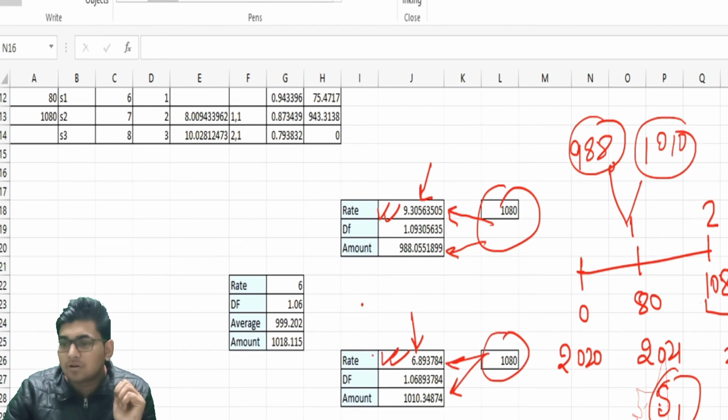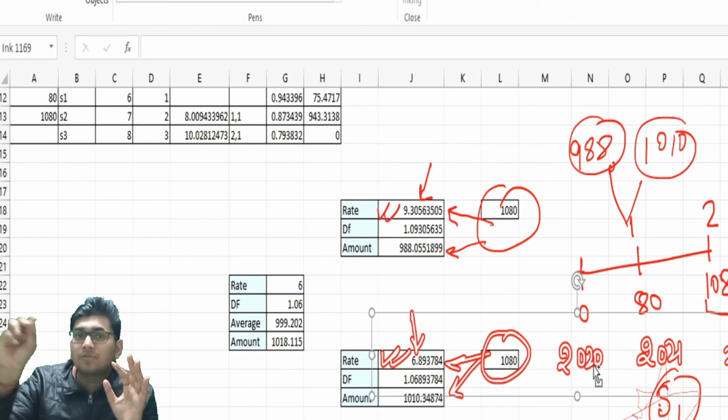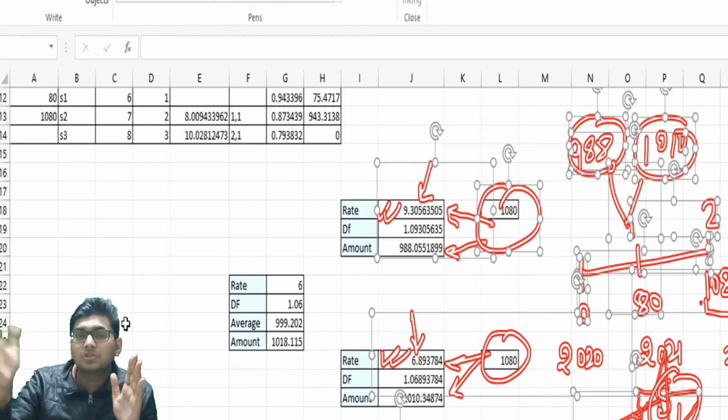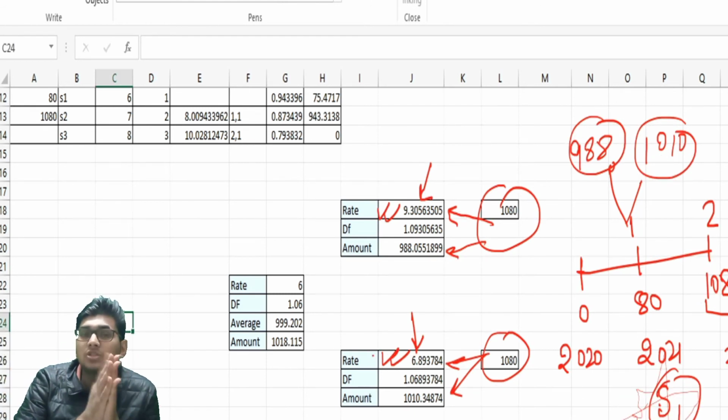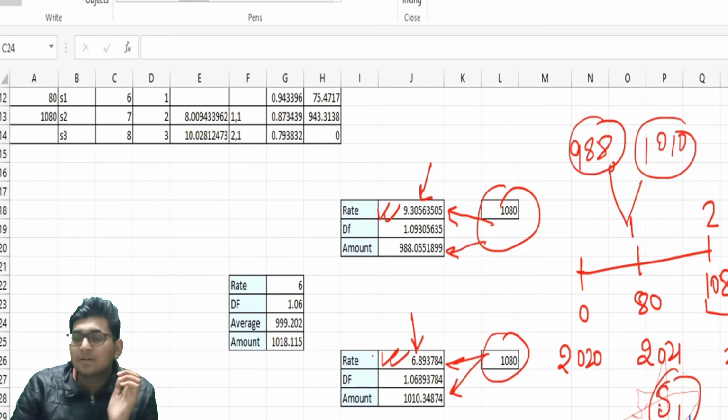Okay, the average of these two values is 999.202. So it means the average of 1080, which is standing in 2022, came to 2021 as its present value. Now remove the word average. Its present value is 999.202. Now you will be getting a cash flow of 80.